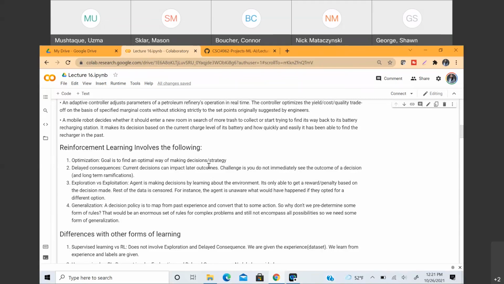So that's the example. For instance, the agent is unaware what would happen if they opted for a different option. I'm not aware of that, right? So I need to learn from my choices or the decisions that I made. Okay. And then finally, because this is a learning model, right? We would like it to generalize.